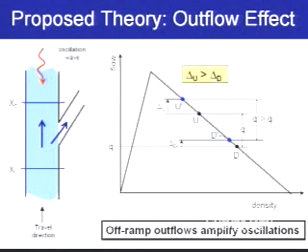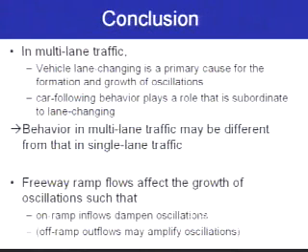So you can apply similar logic to off-ramp case, and you will find that off-ramp outflows amplify oscillations. And as I mentioned, I'm in the process of verifying this part of the theory. So to conclude today's presentation, in multi-lane traffic, vehicle lane changing is a primary cause for the formation and growth of oscillations. And car following behavior plays a role that is subordinate to lane changing. This implies that behavior in multi-lane traffic may be different from that in single-lane traffic. And freeway ramp flows affect the growth of oscillations such that on-ramp inflows dampen oscillations.